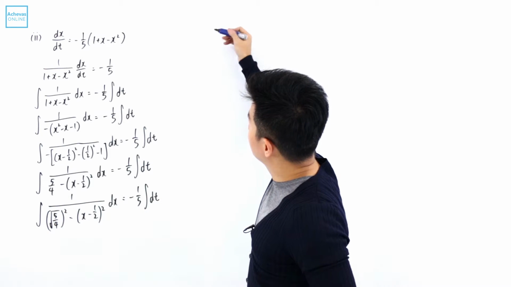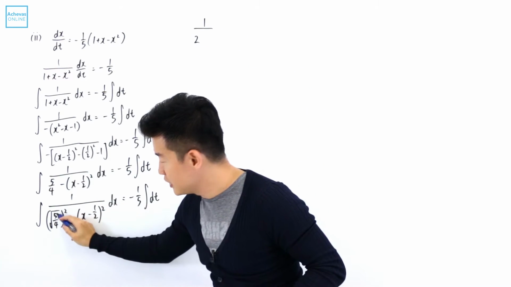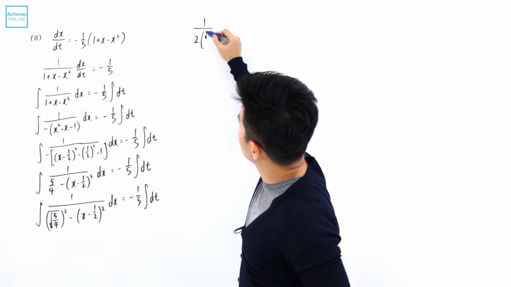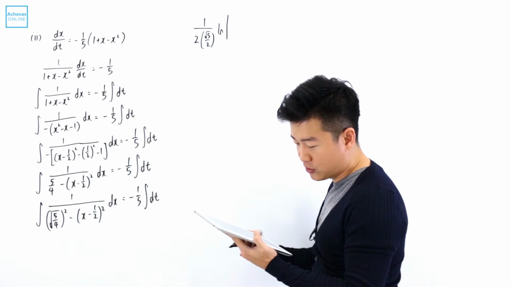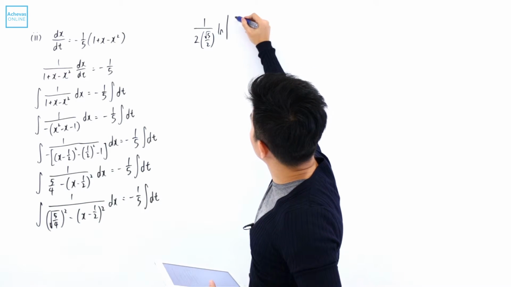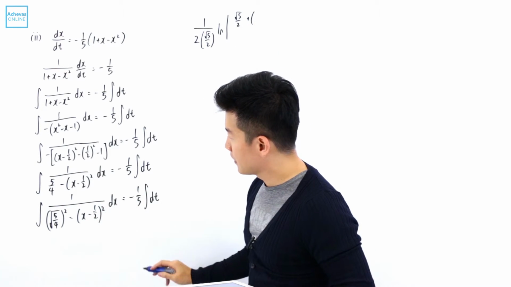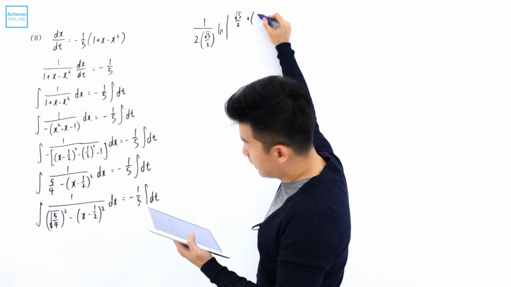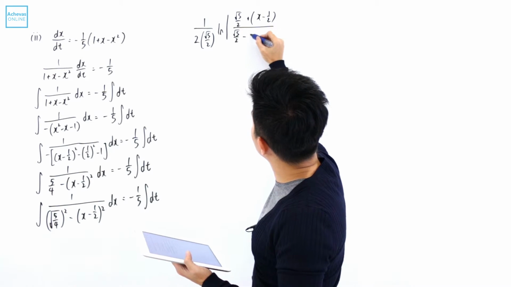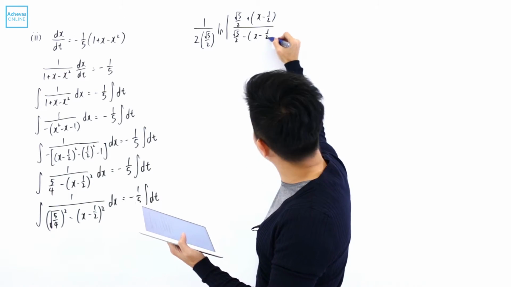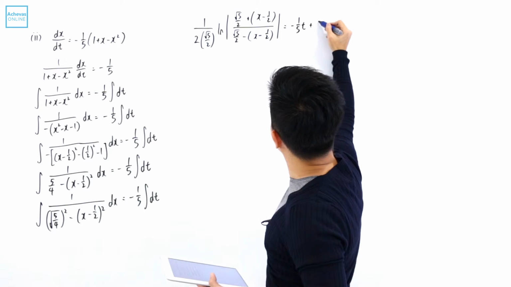So using the formula in my formula sheet, it is going to be 1 over 2 times square root of 5 over 2, times ln of the modulus of (square root of 5 over 2 plus x minus 1 over 2) divided by (square root of 5 over 2 minus (x minus 1 over 2)), which equals minus 1 over 5 t plus an arbitrary constant.